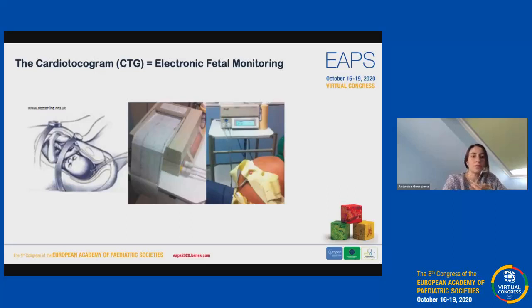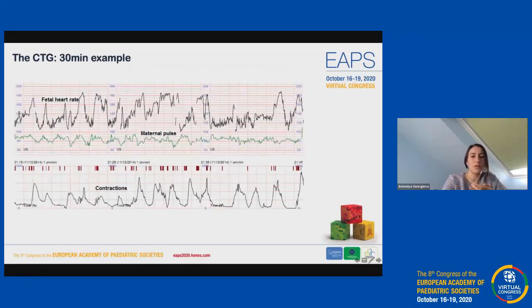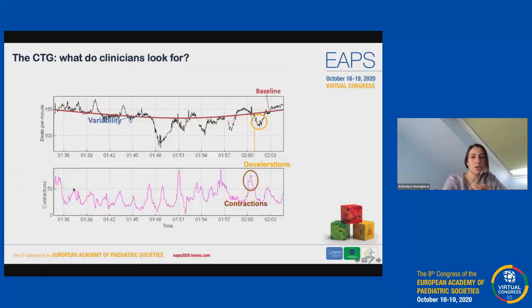And this is what you get usually. So this is a half-hour example. You've got the heart rate on top, maternal pulse, and contractions. And what clinicians are trained to do, by looking at that paper strip or when it's displayed on a digital screen, is to look for certain features of the heart rate and the contractions. So here I give an example of the main things that they are trained to look for: the baseline, which is the trace in the middle, when it's not oscillating up and down.